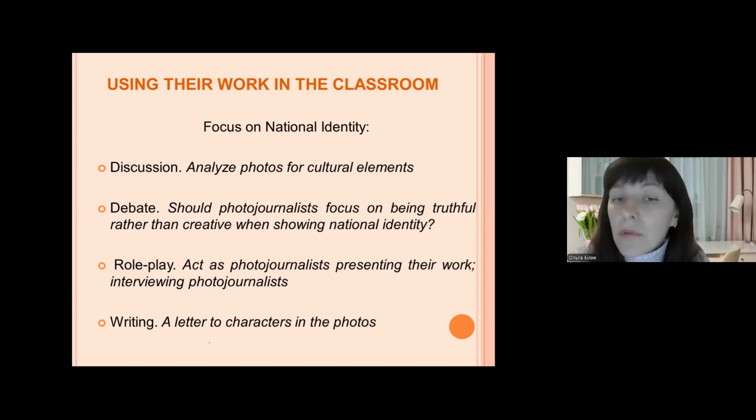Or have a role play as photojournalists. Let students pretend to be photojournalists presenting their work. They can explain the story behind their photos and answer questions from classmates. This encourages them to think about the decisions and challenges that photographers face when capturing national identity. Or writing activities. Ask your students to write letters to people in the photos, imagining what the characters might be feeling or thinking.